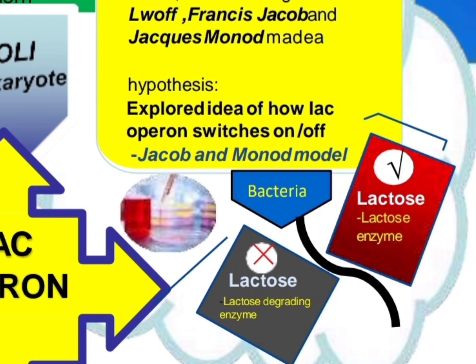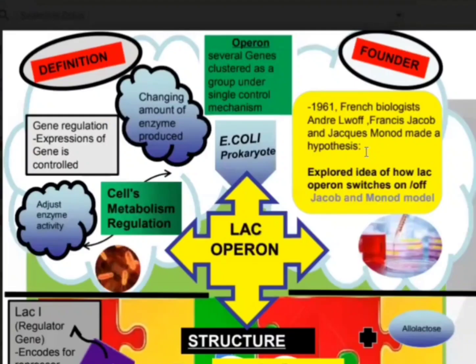From that, they discovered more about the lac operon. They explored the idea of how the lac operon switches on and off. They introduced us to the Jacob and Monod model. From this picture, we can see the culture medium.